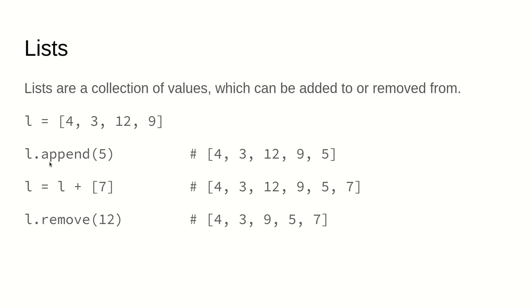For instance, we have our existing list L, and we say L plus the list that contains 7. It will take whatever L currently has, so that's this sequence of numbers here, 4, 3, 12, 9, and the 5 that was added in the line above, and then it adds the list containing 7 to it, combines those two lists, and makes the list 4, 3, 12, 9, 5, 7.